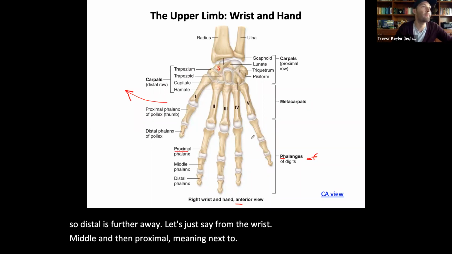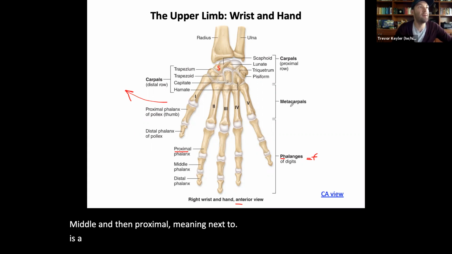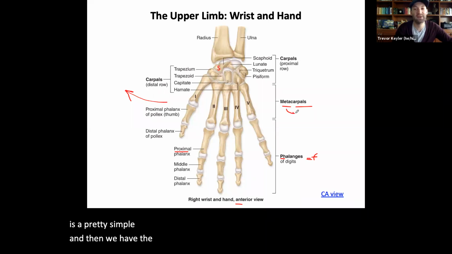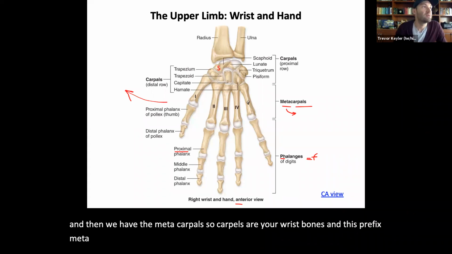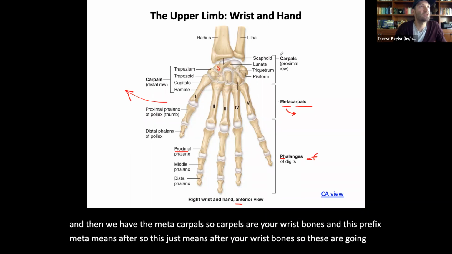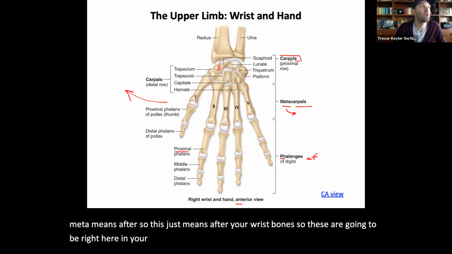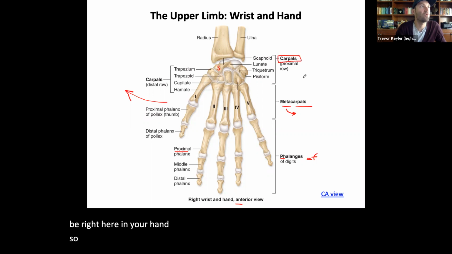These are pretty simple. And then we have the metacarpals. So carpals are your wrist bones, and this prefix meta means after. So this just means after your wrist bones. So these are going to be right here in the palm of your hand. Okay? So those are just single bones, your metacarpals, and then what trips people up here would be your carpals or your wrist bones.